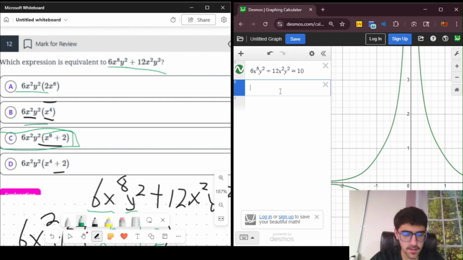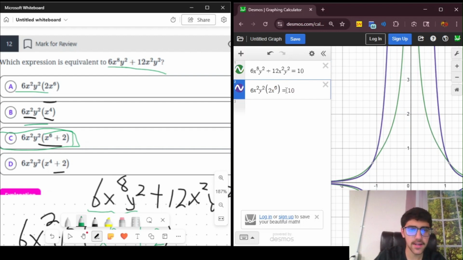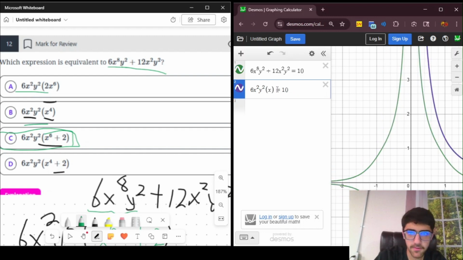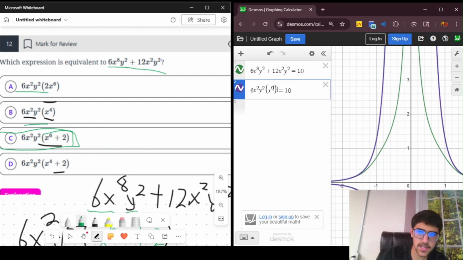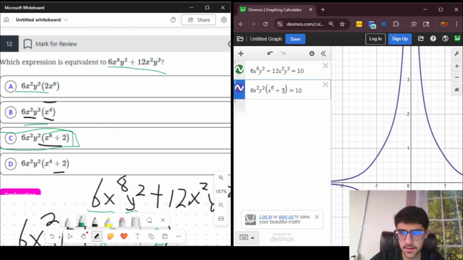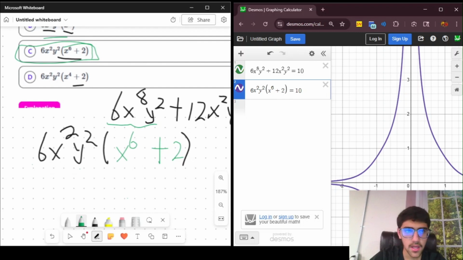So let's just start checking. So 6x squared, y squared, 2x to the 6 is equal to, let's say, 10 again. You see this one is different, so that's not going to work. So let's try x to the 4th, also different. But if you put x to the 6 plus 2, which we found was the answer using the factoring out, you see right here, when you plug this in, it becomes the exact same line.